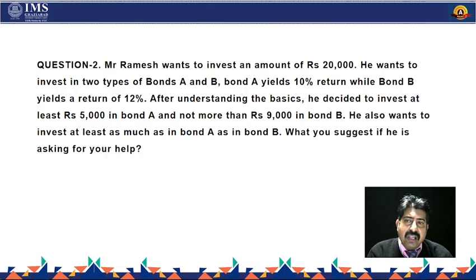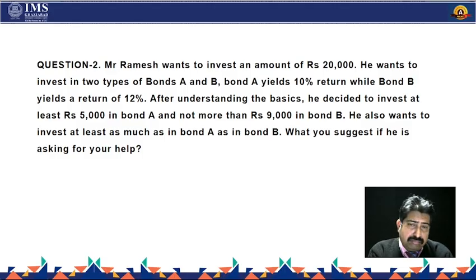So here we'll start. Mr. Ramesh wants to invest an amount of rupees 20,000. The total amount he has is 20,000. He wants to invest in two types of bonds, bond A and bond B. Bond A will give a return of 10%, while bond B will give a return of 12%. This is the income we will be having. So if I invest some amount in bond A, I will get a return of 10%, while from bond B I will get a return of 12%. And he has decided to invest at least rupees 5,000 in bond A.